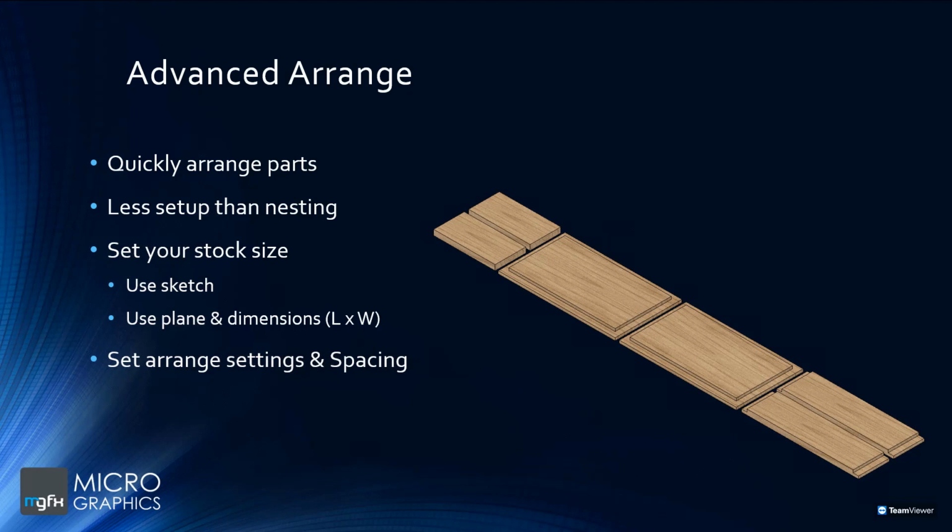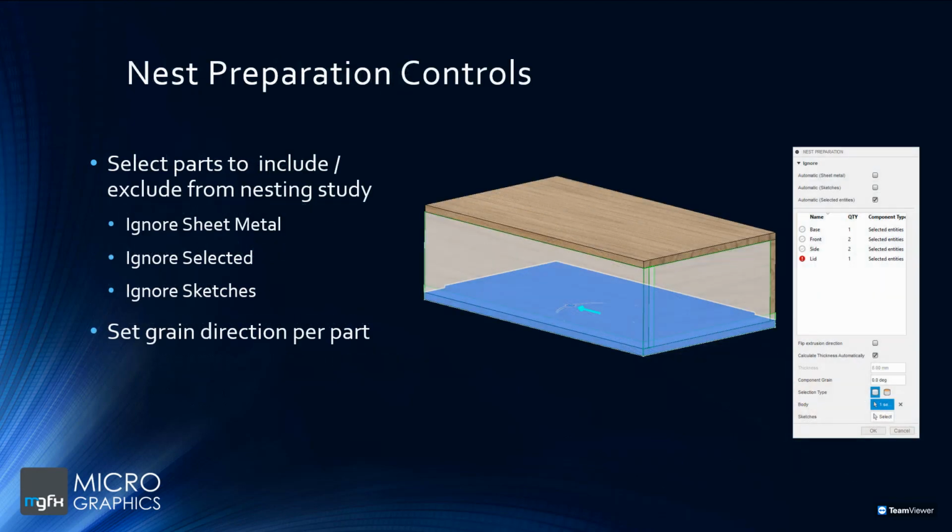Then if you want to take an assembly and create a nesting study from that, you can use the nest preparation controls to predefine specific information within the design environment or design workspace before we get into actual nesting. So here on the right hand side, I've got a wooden box with 6 parts. And the nesting preparation controls allow you to select components that you want to either include or exclude from the nesting study itself.